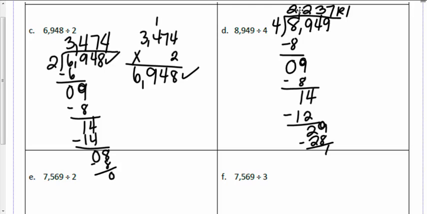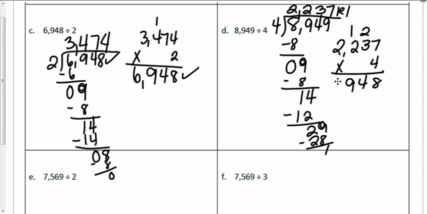So I'll take 2,237 times 4. 7 times 4 is 28. 3 times 4 is 12, plus 2 is 14. 2 times 4 is 8, plus 1 is 9. And 2 times 4 is 8. That's 8,948 plus 1 is going to be 8,949. So my answers do match.